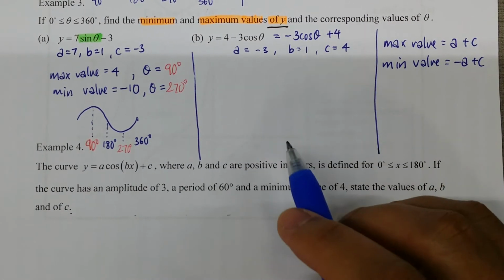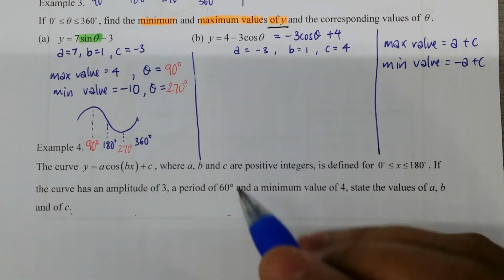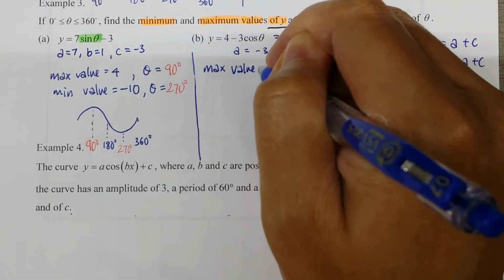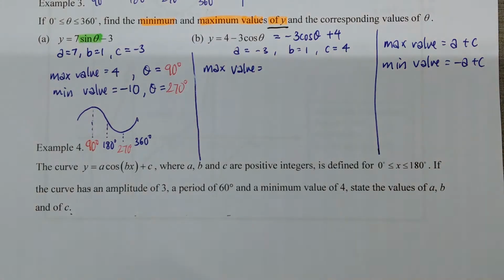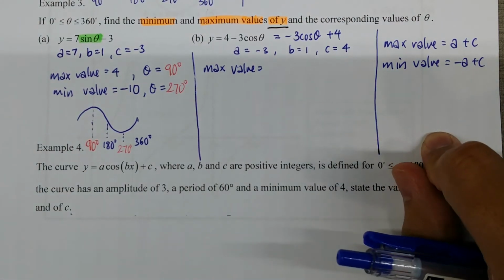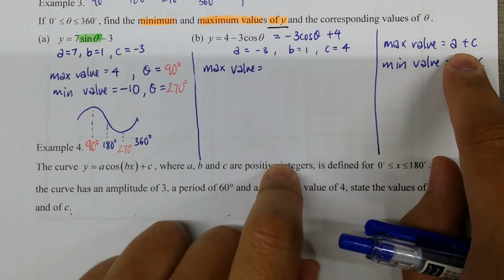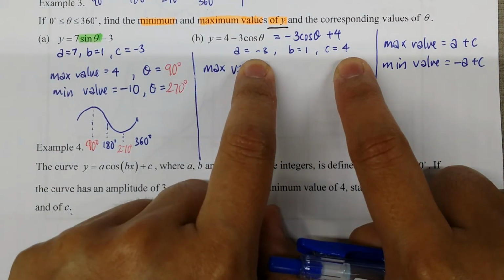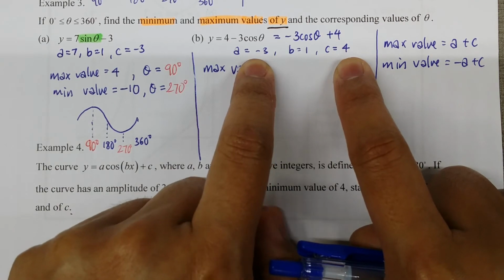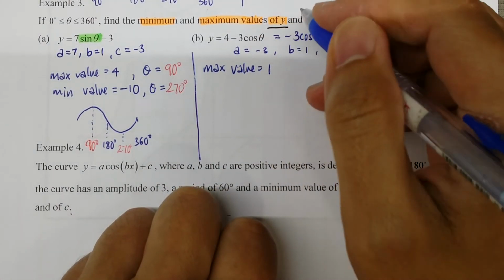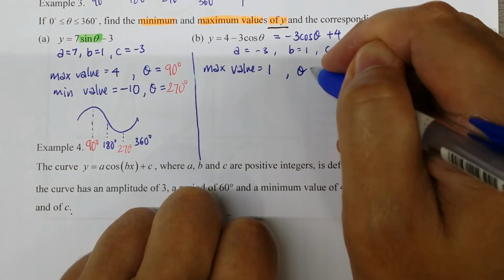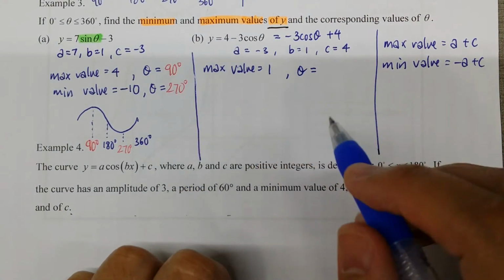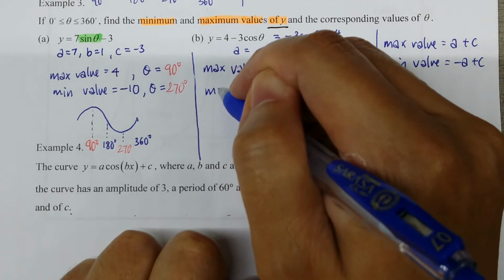Alright, so now the next question, maximum value. I prefer to do it mentally. It's neater as well. Maximum value is A plus C, so -3 plus 4. The answer is 1. The corresponding value of theta for the maximum value, I will find out later. Let's find out about the minimum value first.